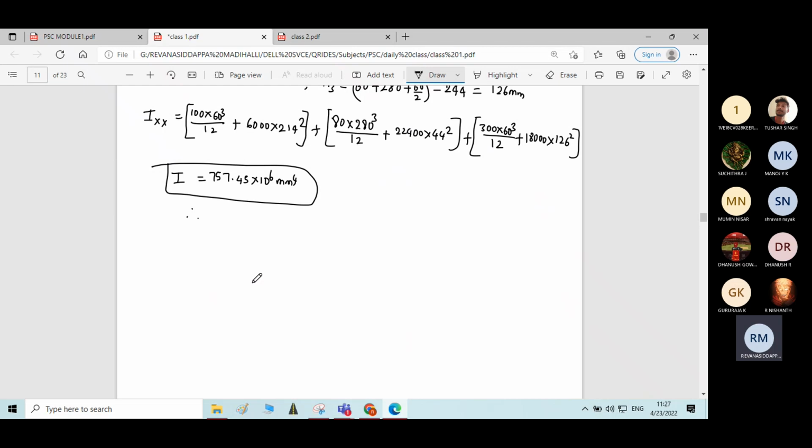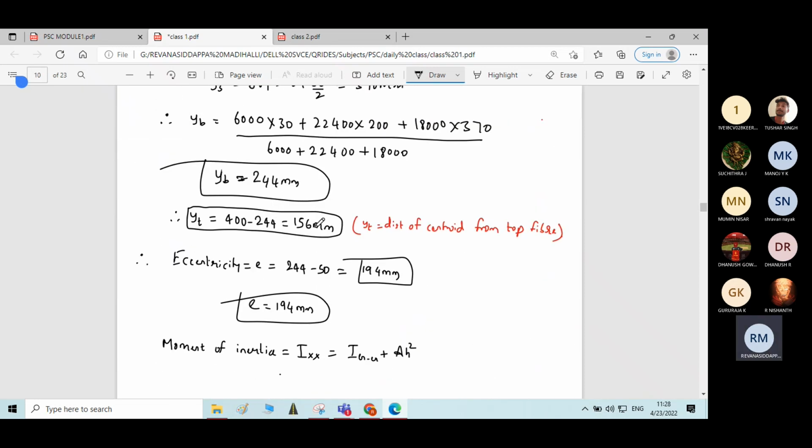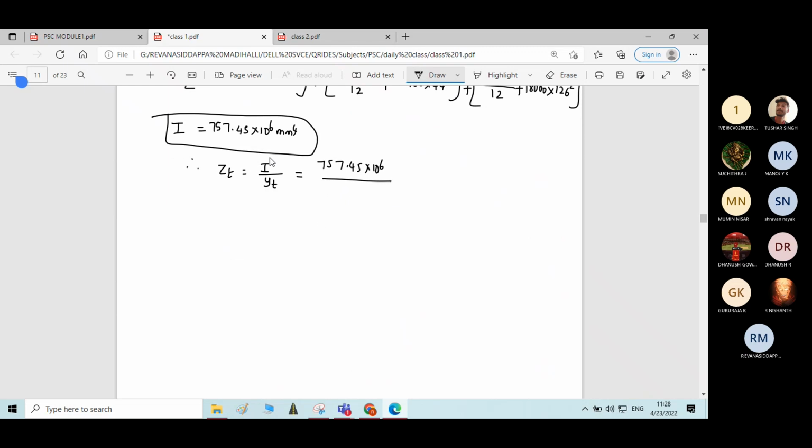Therefore, ZT is equal to I by YT. I is 757.45 into 10 power 6 divided by YT. How much is YT? We got YT as 156 mm. So the section modulus about the top fiber is 4.855 into 10 power 6 mm cube.